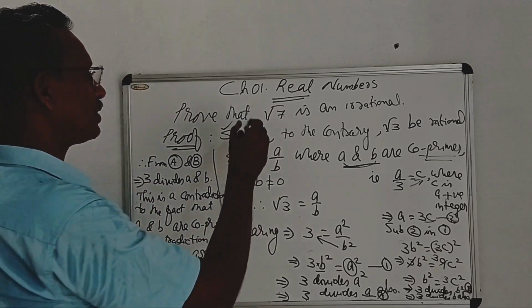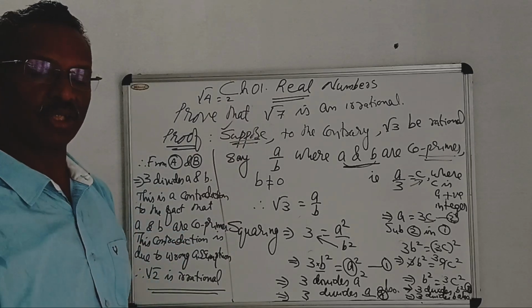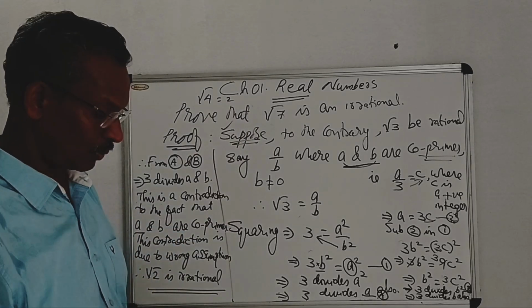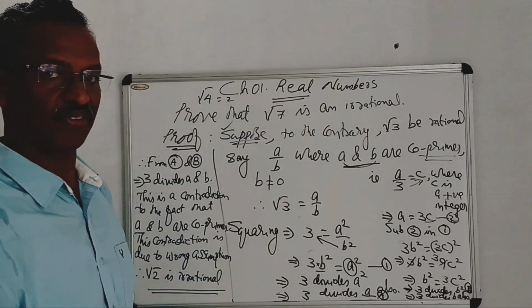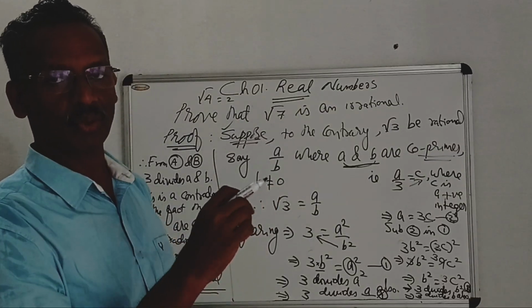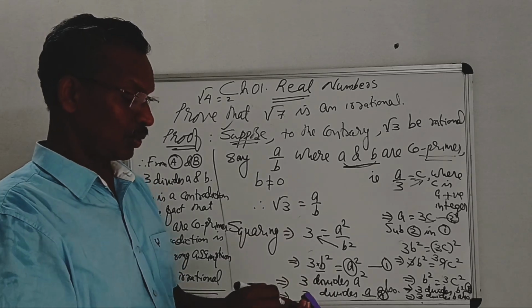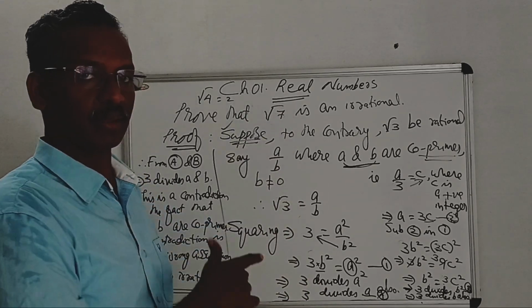Okay, don't do it with root 4, because root 4 is 2. It is a rational number only. I hope you got it. You can try this question using different numbers like root 2, root 3, root 5, root 7, root 11. Like this, inside the root put some prime numbers and try.